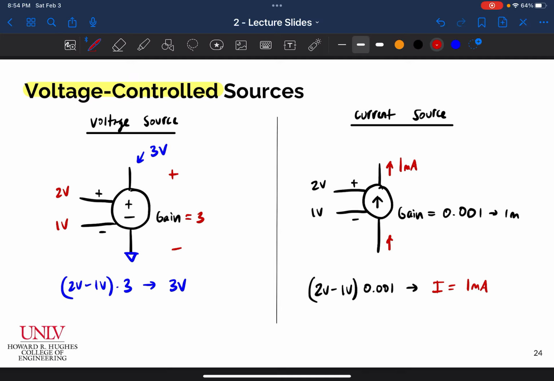Okay, so really all these are just your normal voltage source and current source, but instead of being independent, their values are dependent on the inputs that we connect to them and on the gain value that we assign to them. Okay, and in the next video, I'm going to go ahead and solve an example using a voltage controlled source.